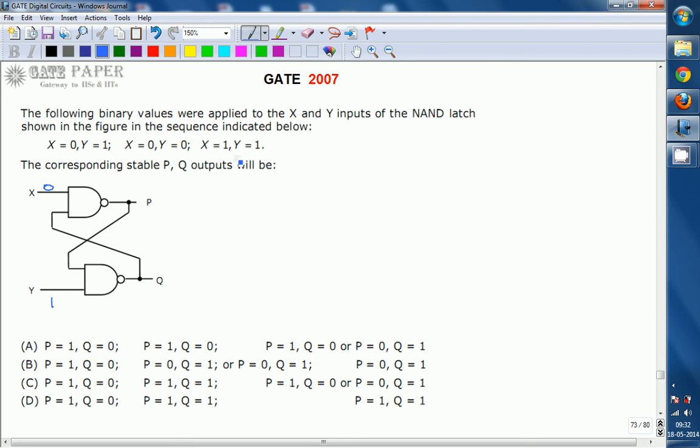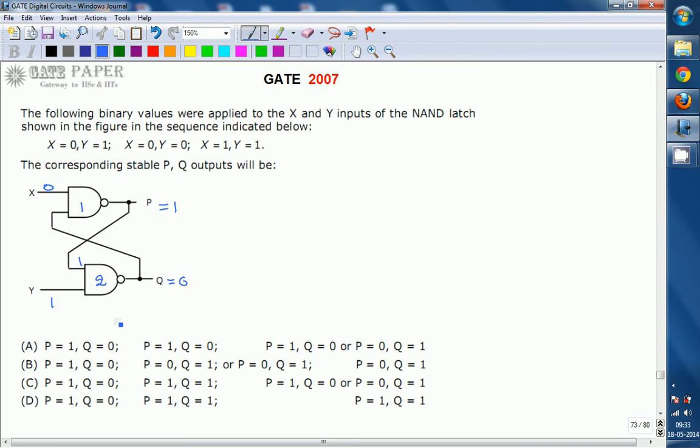So if you look at this, assume this is the first NAND gate and this is the second NAND gate. For the first NAND gate, the input X is equal to 0, so irrespective of the other input, because 0 into something is 0 and 0 bar, because of this bubble, you will get 1. So P will be equal to 1 and this 1 will come over here. 1 into 1 is 1, 1 bar is 0. So Q will be 0. So for the first XY equal to 0 1, you will get PQ as 1 0.